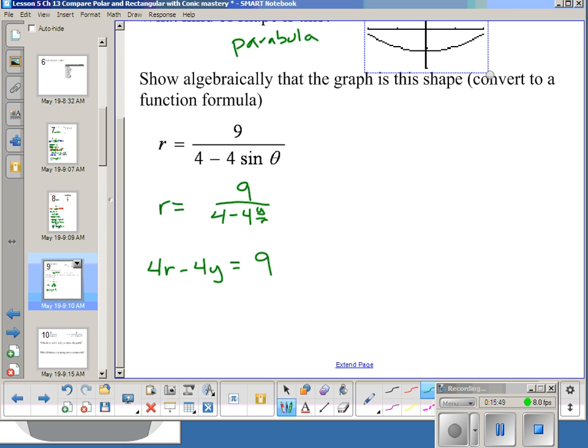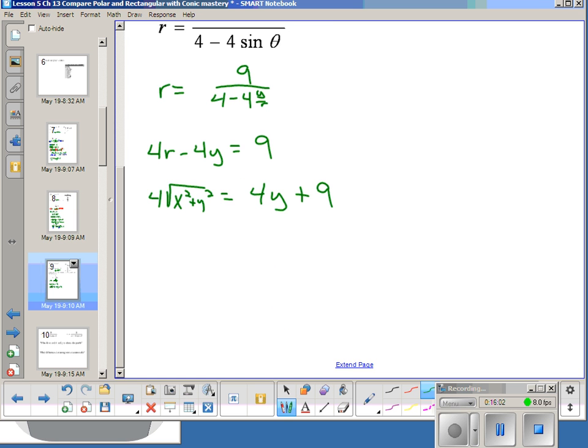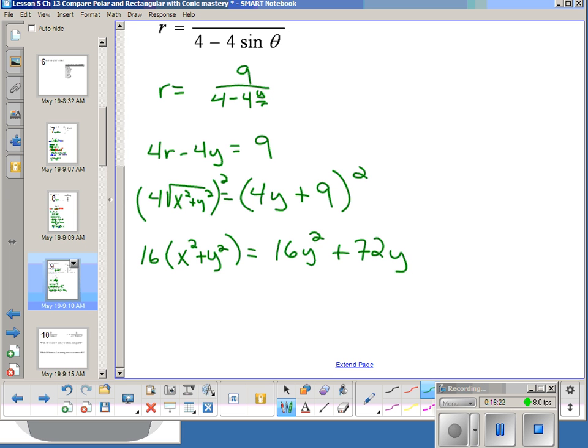I multiplied and distributed all at once. Hopefully you're on board. And this 4r becomes 4 times the square root of x squared plus y squared. I'm going to add the 4y over. And now I'm going to square both sides. 4 squared is 16. The root squared gets rid of the root. And when I square this, I get 16y squared plus a 36 and another 36, and I will have an 81.